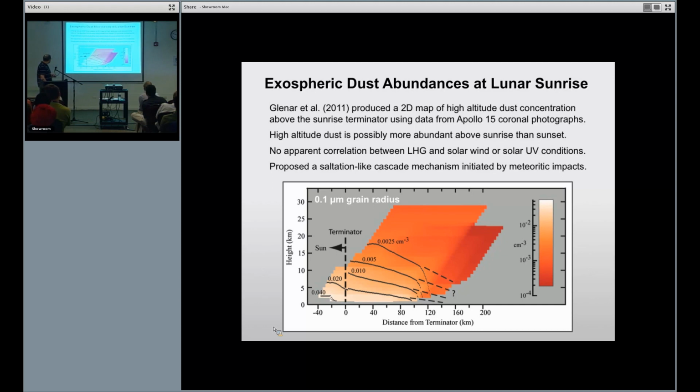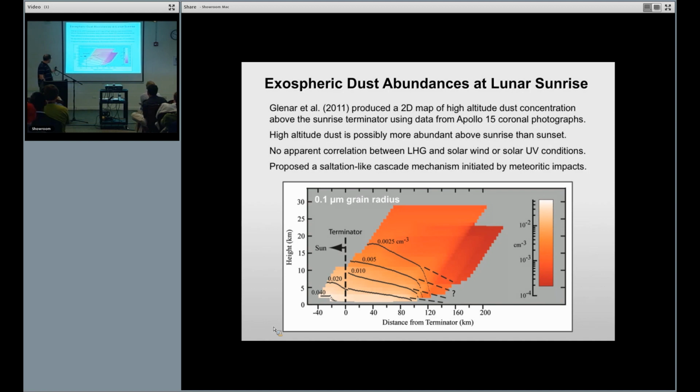Now, although we didn't look at very many photographic sequences, there seemed to be a hint that this high altitude dust was possibly more abundant at sunrise than sunset. That's sunrise and sunset at the surface. I mention that because Apollo was in a retrograde orbit, and so orbital sunrise was above sunset and so on. It's a bit annoying.